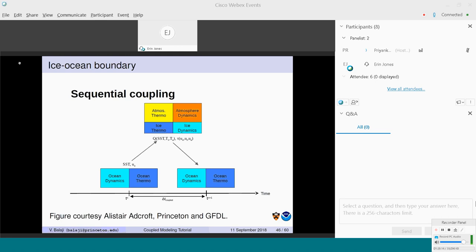So here's how it's done normally. Going from one time to the next time, you have ocean dynamics, ocean thermodynamics, ice thermodynamics, atmosphere, then ice dynamics. So you need the boundary condition here in order to execute this component, and then you need this definition in order to execute this component. So this is the way it's done normally.